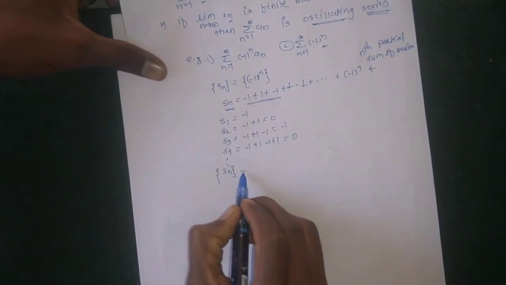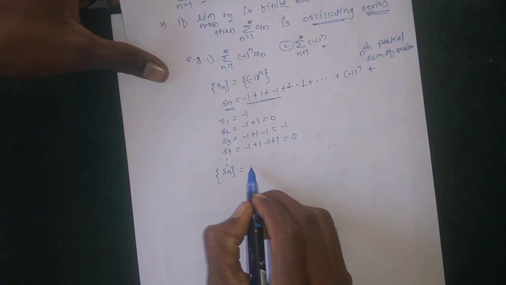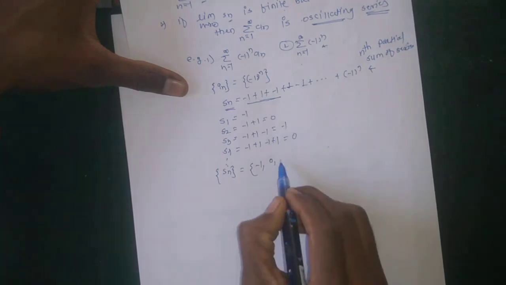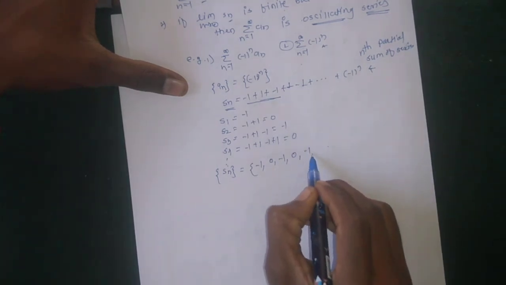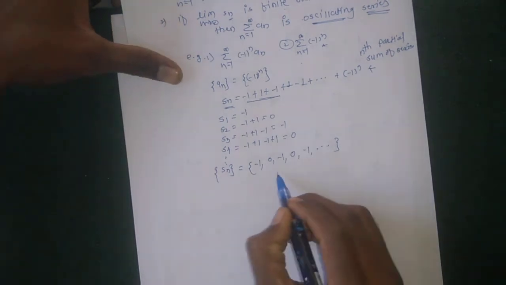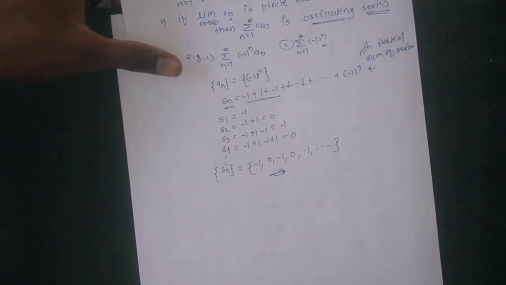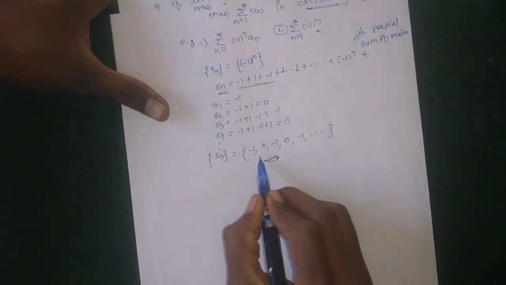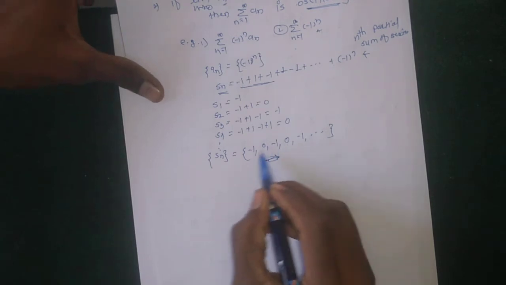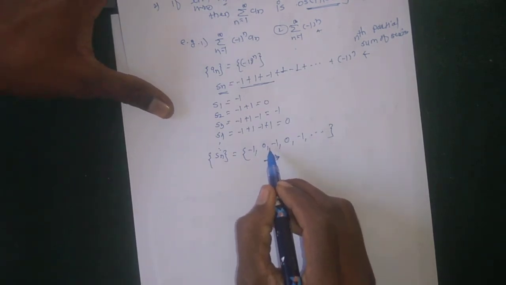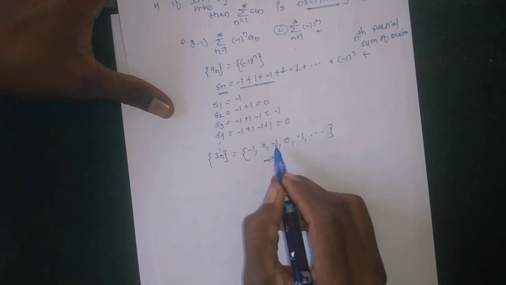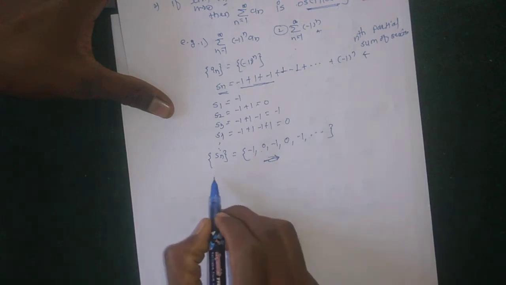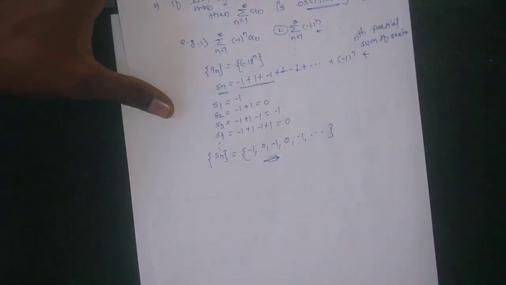Then the sequence Sn contains elements: the first element is minus 1, then the second is 0, then the third is minus 1, then 0, then minus 1, and so on. In this way this sequence exists, but the given sequence has two limits, minus 1 and 0. Both are different limits, and therefore the given sequence has a limit that is not unique.